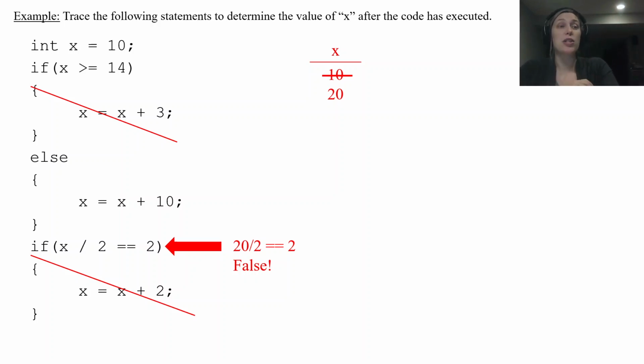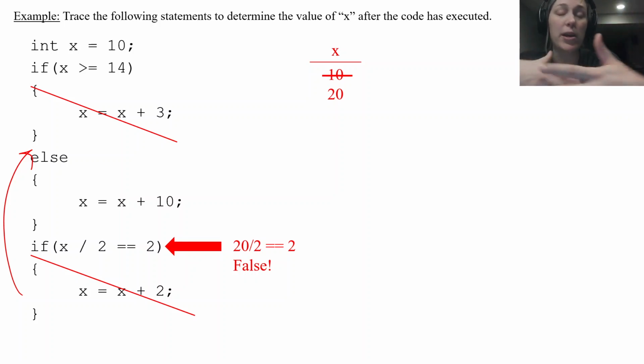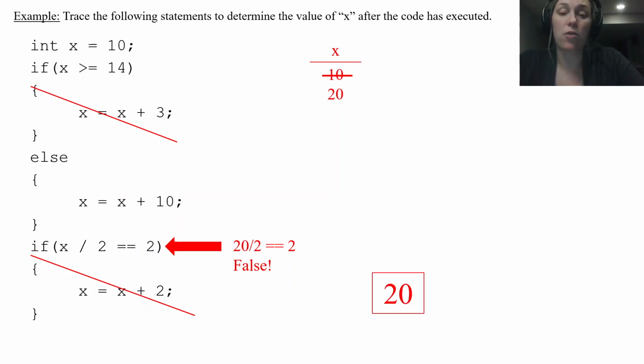Nothing else is run. We don't go back up. We don't go back up and run that else. Nothing like that happens. If the if doesn't come with an else right below it, it just doesn't run. So x is going to be 20 after that code is executed.